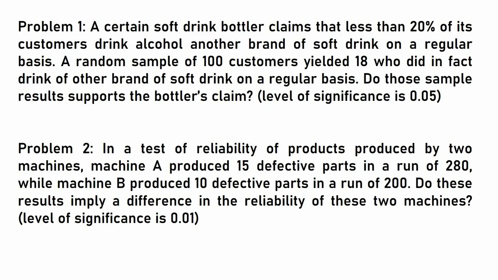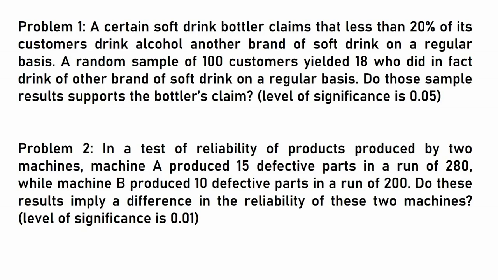Here it is given that we consider the level of significance as 0.05, that is the 5% level of significance. So here 20% is our specified value, which is already given, and 18 out of 100 customers actually responded that they consume another brand of soft drink on a regular basis. So this is our one sample case for the Z test for proportion.